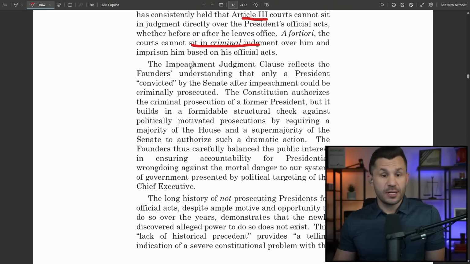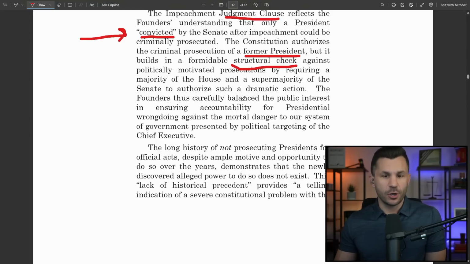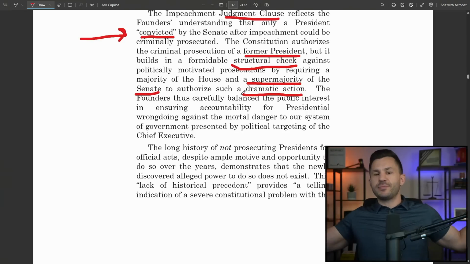Now, there is a limitation on this. There is an escape hatch. So for all of the MSNBCers who were petrified that Trump is going to execute Congress or whatever, they've already tried to impeach him and they failed. Trump's team says the impeachment judgment clause reflects the founders and their understanding that only a president convicted by the Senate after impeachment could be criminally prosecuted. The Constitution authorizes the criminal prosecution of a former president, but it builds in a formidable structural check against politically motivated prosecutions. We have a safety guard. It requires a supermajority of the Senate to authorize that. You have to impeach the president and convict them by 2/3. Only then does that force field of immunity, shields are down, Captain, then you can bring in a charge.